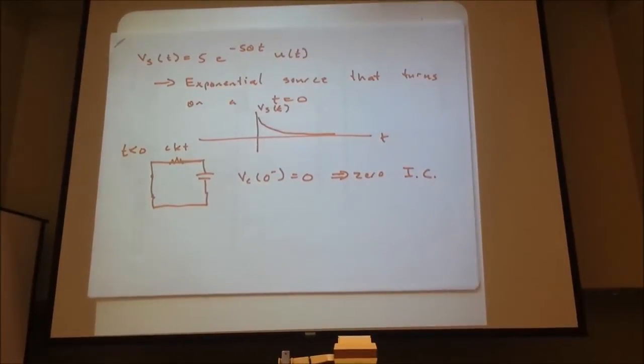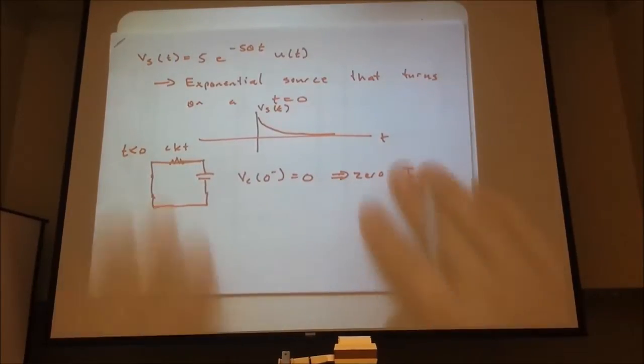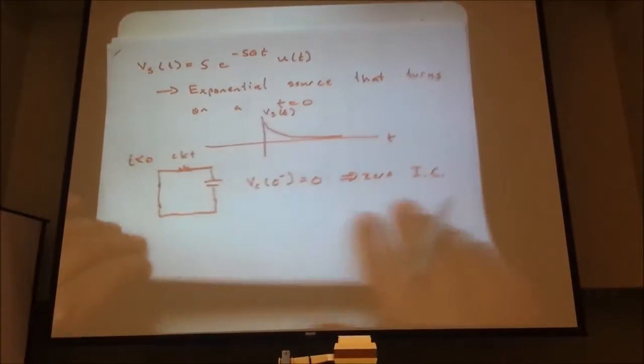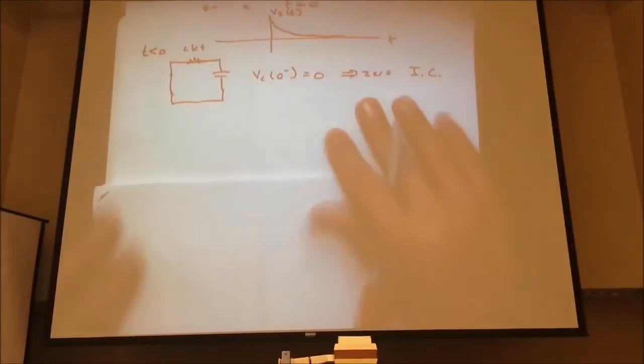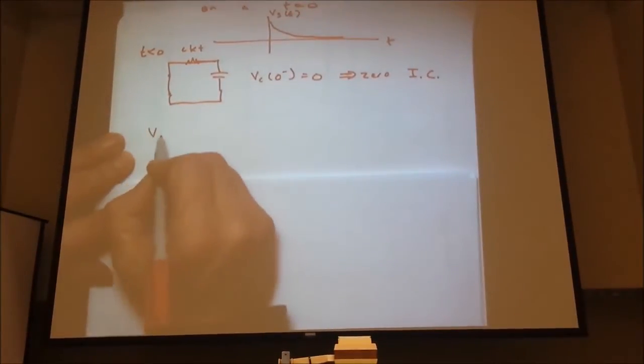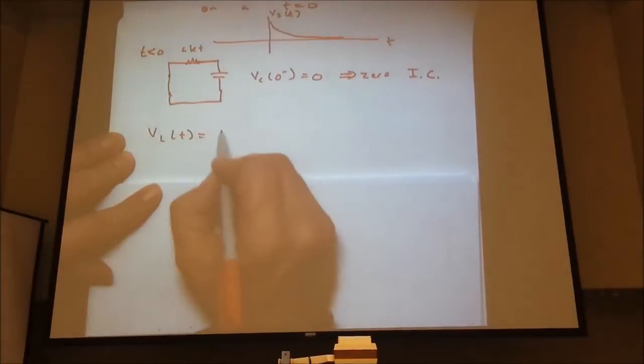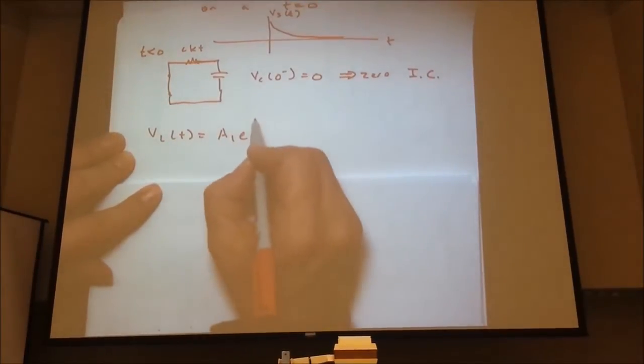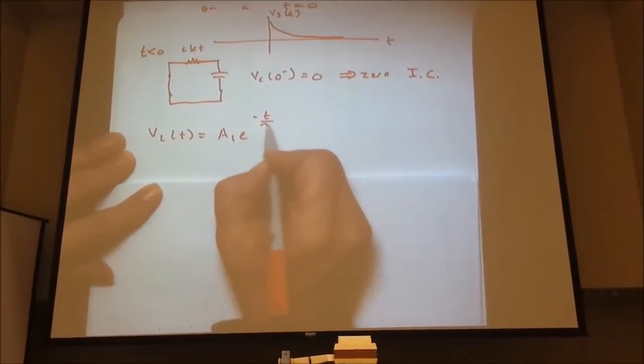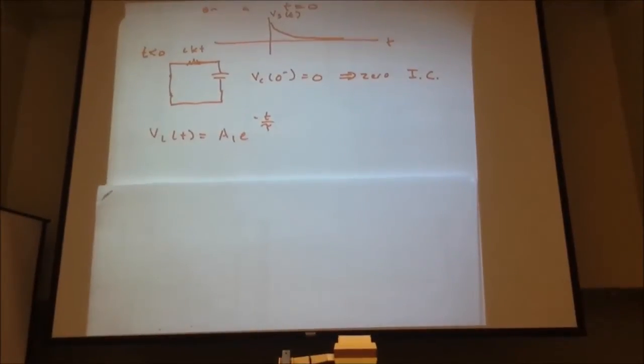IC for initial conditions. Well, what do we do now? We know the solution takes the form vC of t, which still has an A1 e to the minus t over tau, where tau is RC. That's the homogeneous contribution, now plus the particular solution.